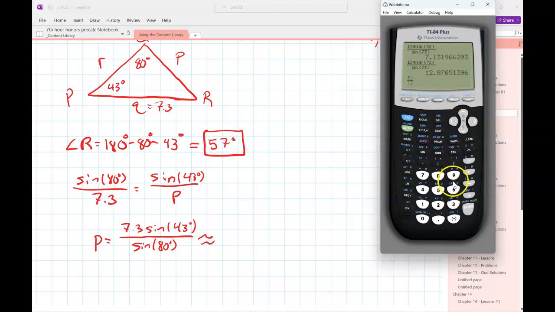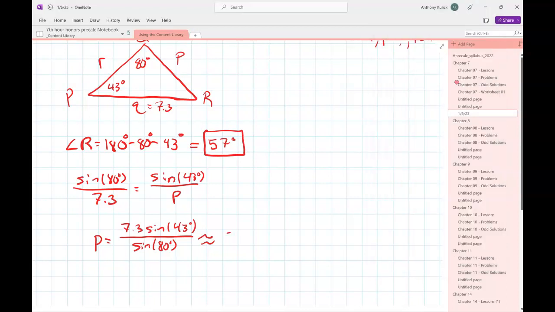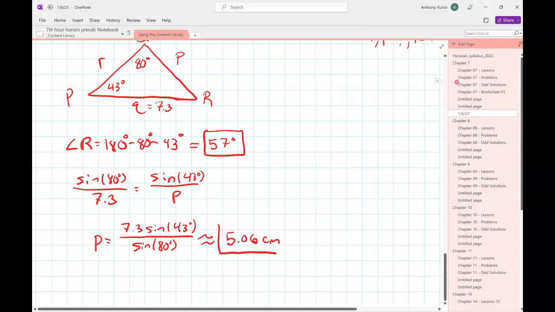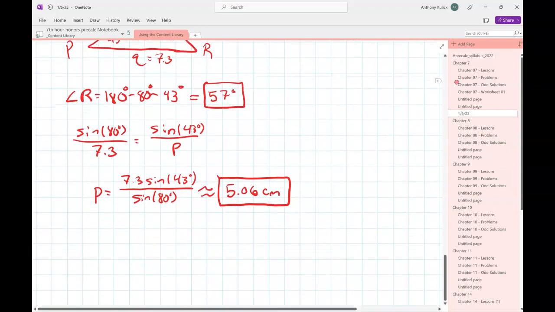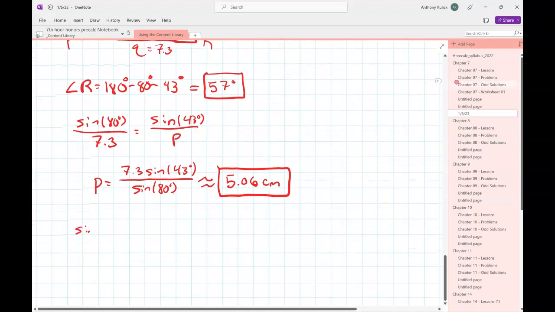Put 2 decimal points there? I think I did. So I have, what, 5.06 thereabouts? I think these were in centimeters. And then lastly, I'll find side R. So I'll do the law of sines one more time.